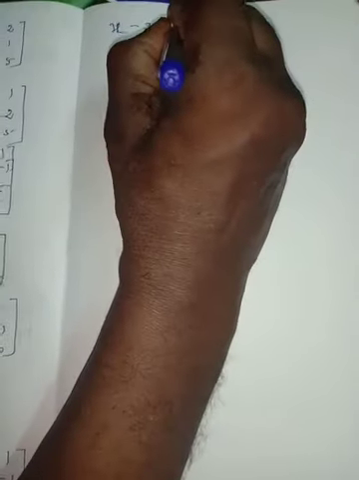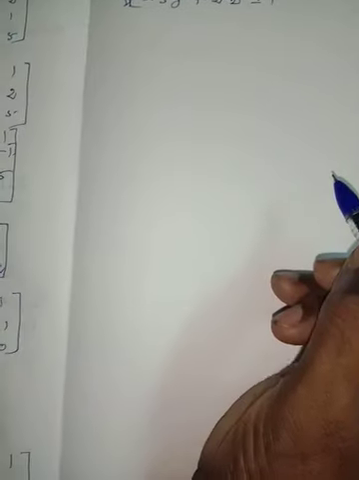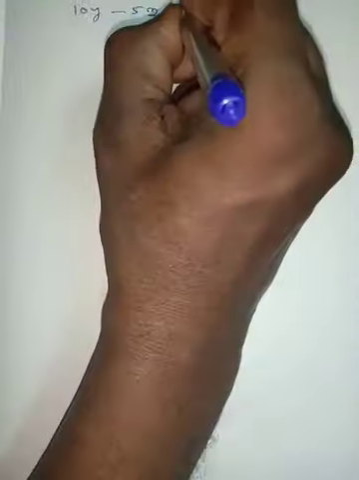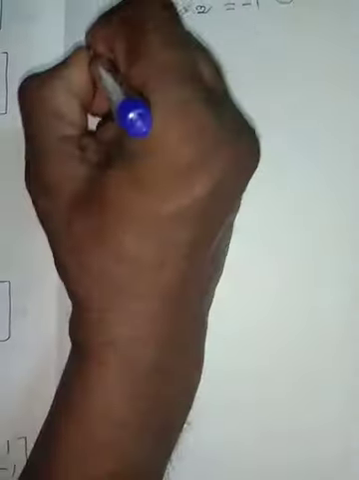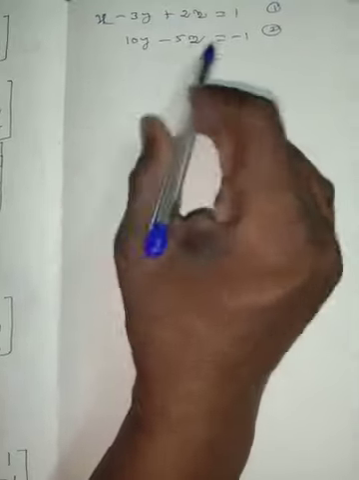The two equations are x minus 3y plus 2z is equal to 1. Next, 10y minus 5z is equal to minus 1. Equation number 1, equation number 2. There are two equations but 3 unknowns. How to solve the problem?